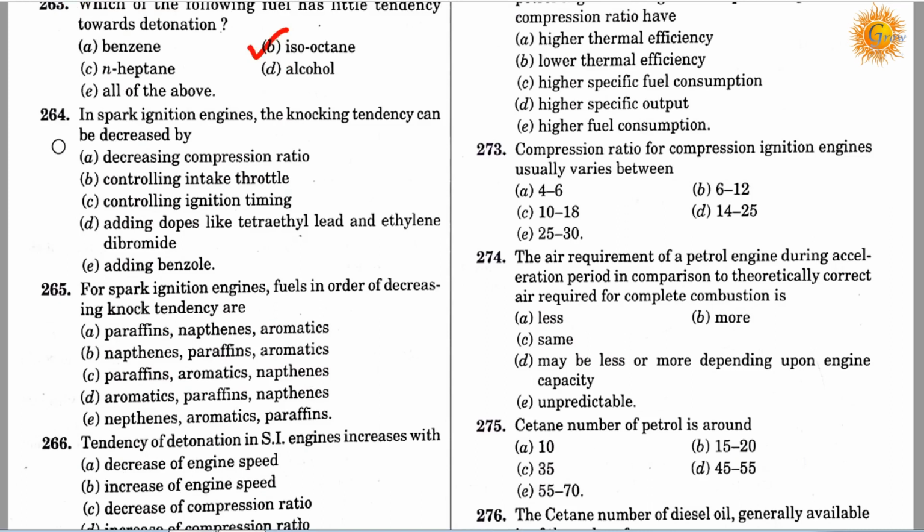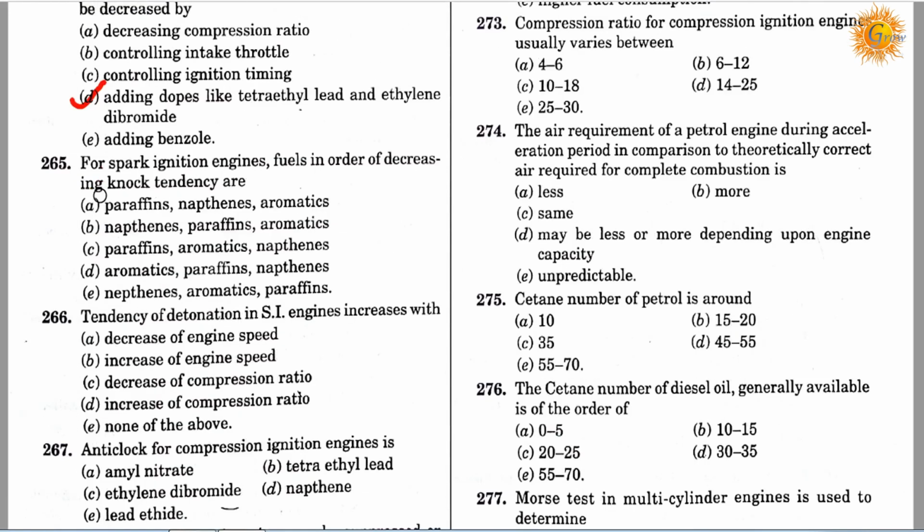Question number 264. In spark ignition engines, the knocking tendency can be decreased by: option A, decreasing compression ratio; option B, controlling intake throttle; option C, controlling ignition timing; option D, adding dopes like tetraethyl lead and ethylene dibromide; option E, adding benzene. So the correct answer will be D, adding dopes like tetraethyl lead and ethylene dibromide.